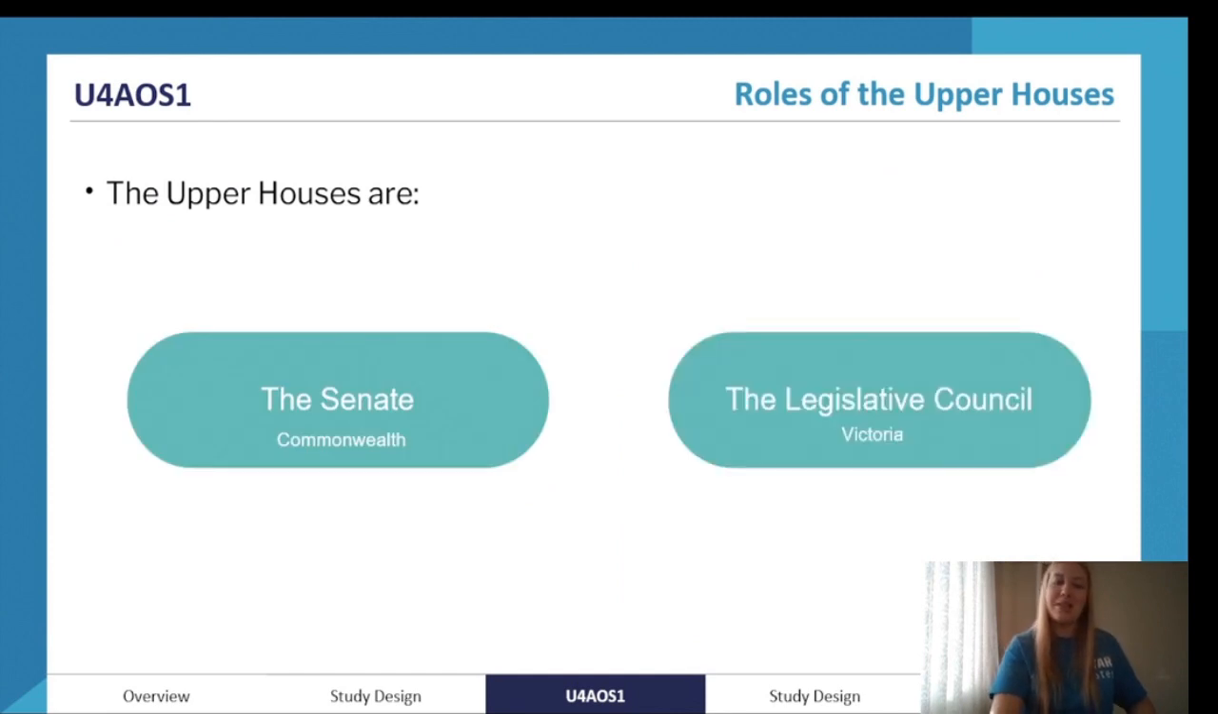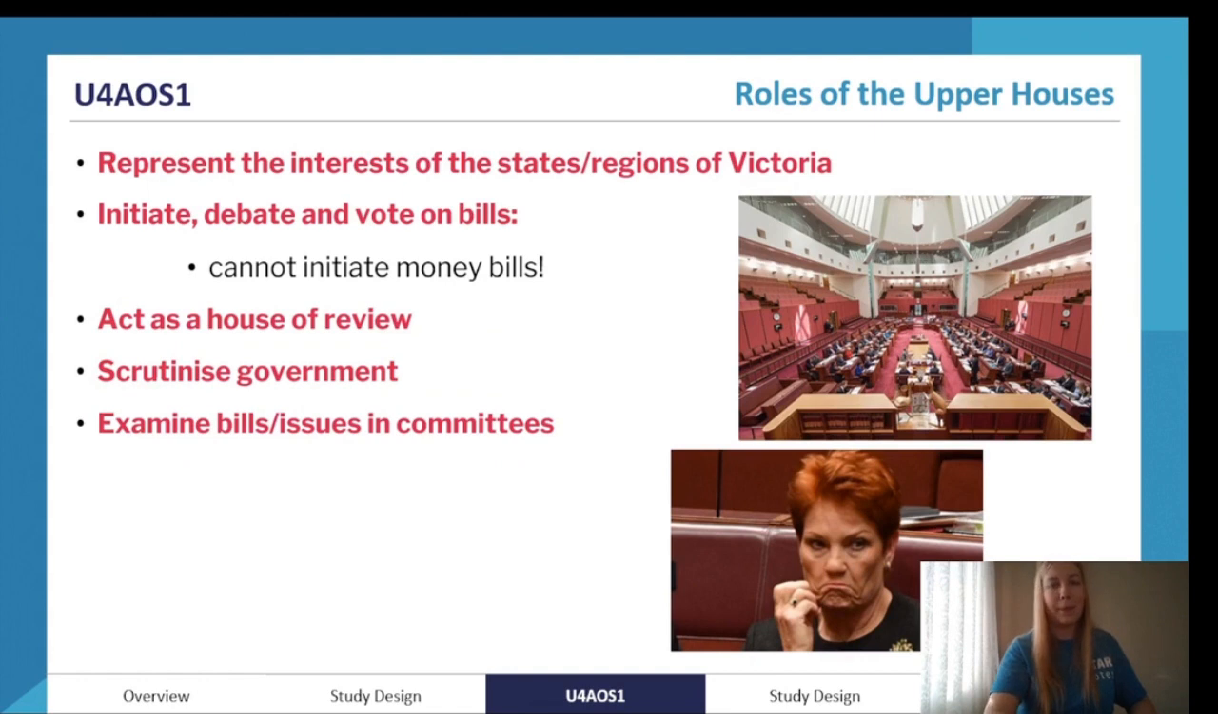So, the upper houses, as we discussed, it is the Senate at the Commonwealth level, and at Victoria level, it is the Legislative Council. So, what does the upper house actually do? Well, there's a lot of overlap. We see some of the same things, acting as a house of review, reviewing laws. We know this is more the upper house's role than the lower house's. Scrutinizing government also more commonly happens in the upper house than the lower house.